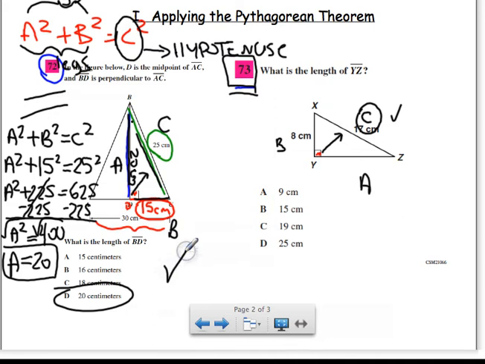Now it's time for you to try. I'd like you to substitute the values into the Pythagorean theorem so that you can solve to find the length of that missing side, YZ. Stop the video here, press play when you're ready to check the answer.